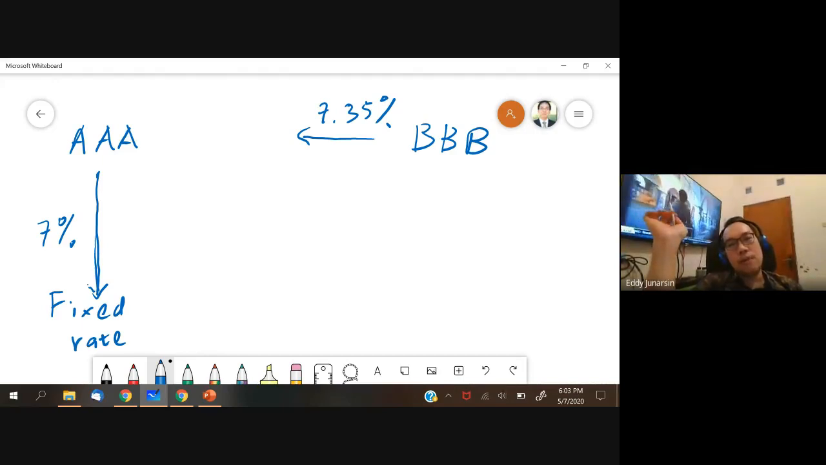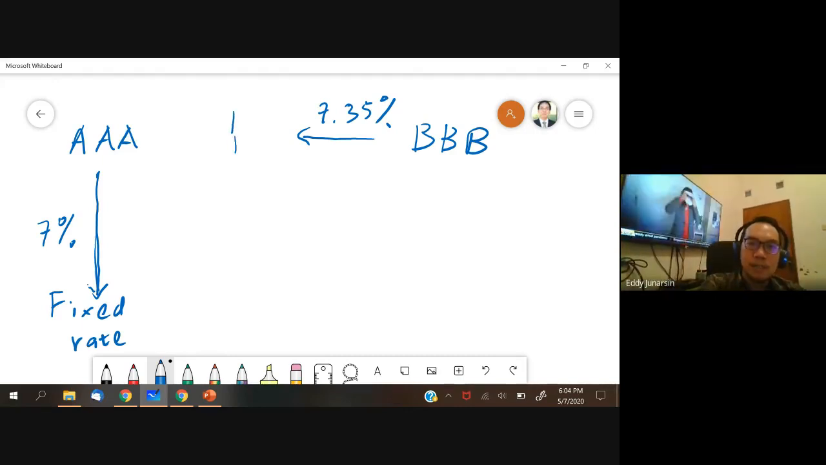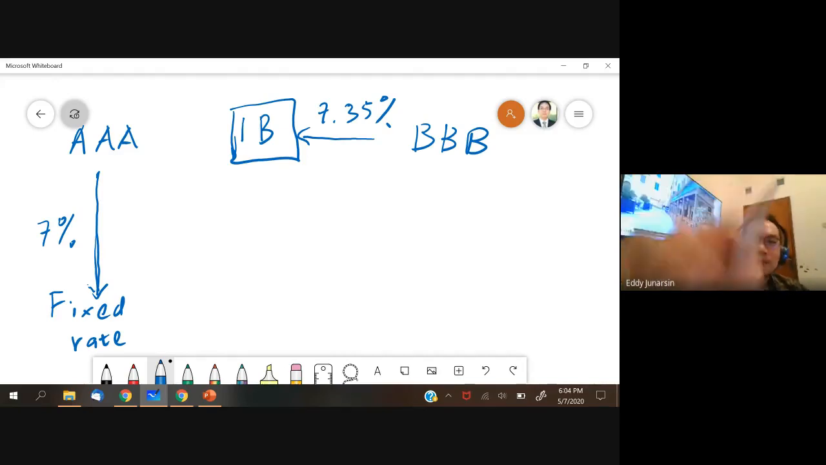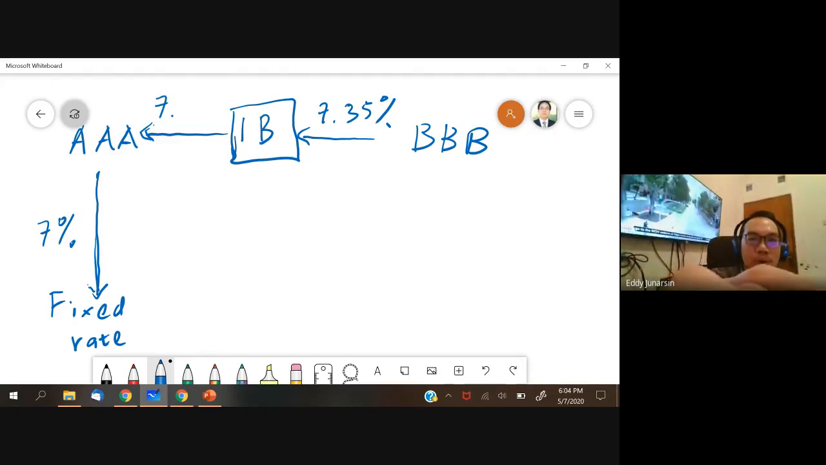Okay, 7.35, and in case both parties need an investment bank in the middle, this is a very, very common case. We have an investment bank in the middle, Citibank, Standard Chartered or any bank. The investment bank might charge something, like a trading fee or intermediary fee. And from the investment bank to the AAA firm, it might end up with like 7.1 or 7.2. Let's say 7.25, okay?